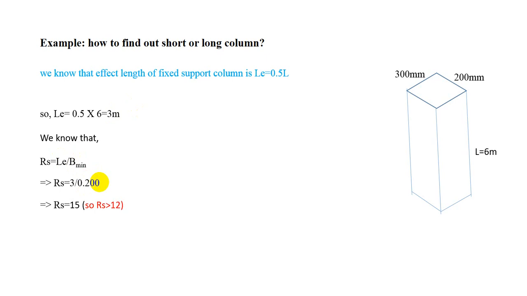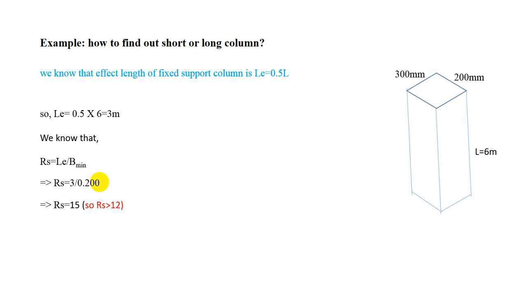Then R is equal to 15. If we calculate that, we'll find R is equal to 15. So we are seeing that R is greater than 12. So which type of column is it? I'm just questioning you, which type of column is it? If you find out, give a comment.